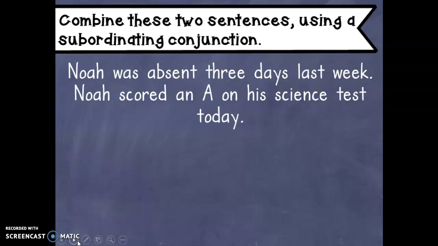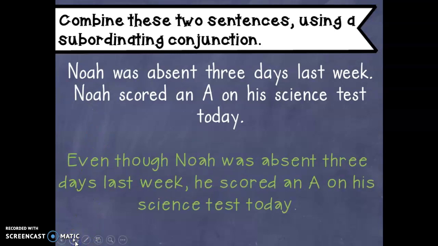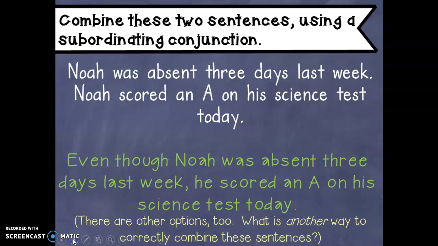So what we're going to look at now is looking at two sentences and joining them together using a subordinating conjunction. So Noah was absent 3 days last week. Noah scored an A on his science test. So again, notice how I used Noah multiple times. So those are the types of things we want to not repeat. So I could say something like, even though Noah was absent 3 days last week, he scored an A on his science test. So even though is my subordinating conjunction. This is my subordinating clause, so I need a comma before I write my main clause.